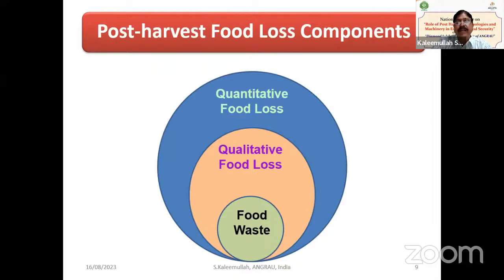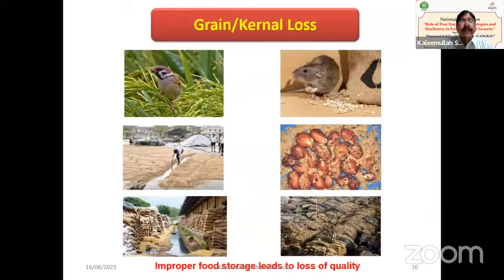And the other one is qualitative loss. In the case of qualitative loss, whatever grains you are storing, if they are not stored in a proper godown where the walls may be completely wet, in such cases, moisture migration will occur, and the quality of the grains will be completely deteriorated. And just now I told you about food waste. These are the 3 parameters where we are losing, either quantitatively, qualitatively, or through food waste. And here you can see how we are losing the grains.